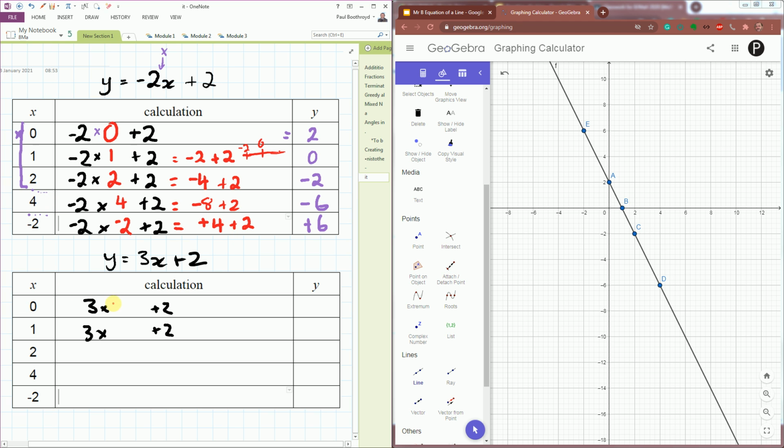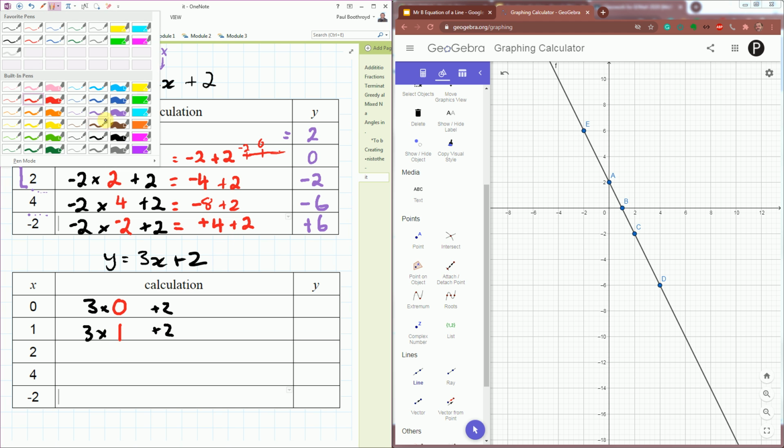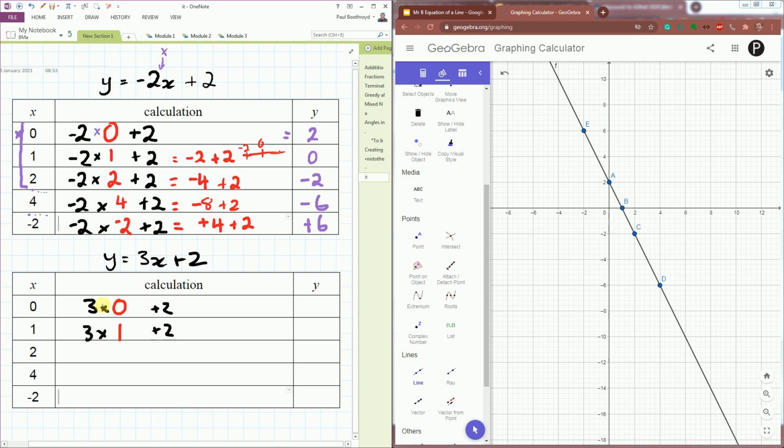I'm just going to rack in the numbers for you. Put 0 in instead of x. Put 1 in instead of x. And if you actually do this table slowly, you get 3 times 0 plus 2 is 2. 3 times 1 is 3, plus 2 is 5. Next one's going to be 3 times 2 is 6, plus 2 is 8. Put 4 in. 3 times 4 is 12, plus 2 is 14. And 3 times -2 is -6, plus 2 is -4.